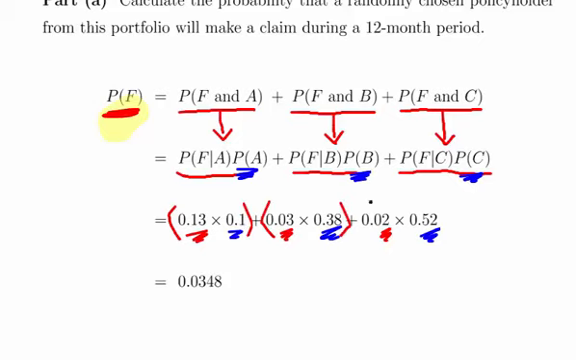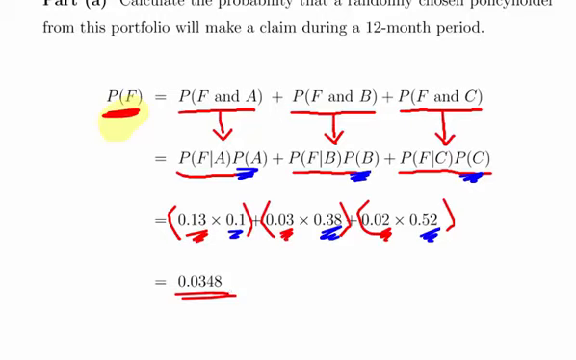Okay, so essentially what we have to do is multiply these three expressions out and add them all up. Now, for the sake of time, I'll just give you the answer there. It is 0.0348, just 3.5% approximately, or 3.48%. Okay, so that's part A done.